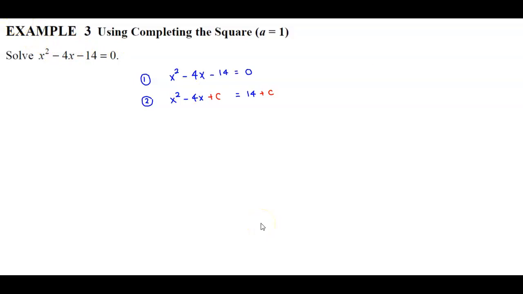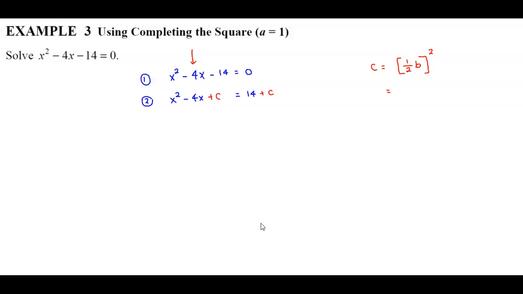And so, how do we solve for c? Well, c is going to equal the following. You're going to take 1/2 of whatever the value of b is and then square it. Okay, now where does b come from? Well, b, if you recall, is the middle term of a quadratic equation. In this case, it's -4.